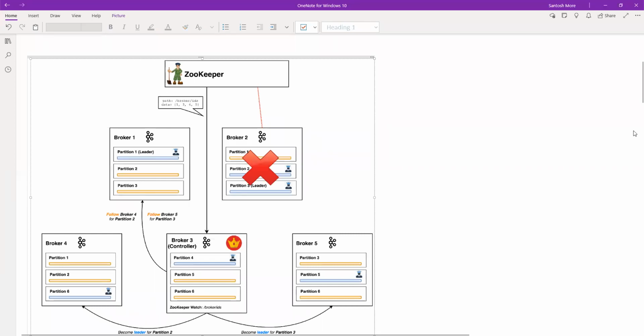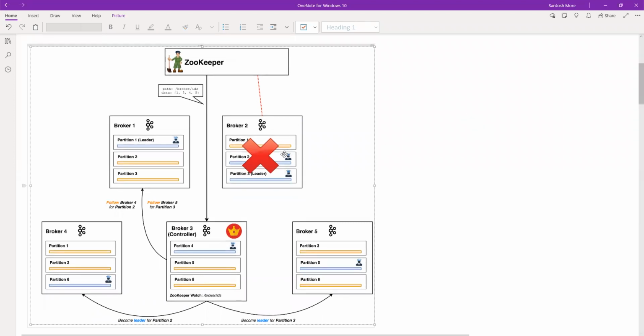Okay, so now imagine a scenario when broker 2 goes down. How does broker 2 go down, and what happens actually? If broker 2 goes down, because we all know that every broker is sending a heartbeat to ZooKeeper.